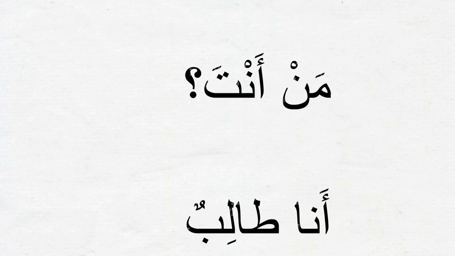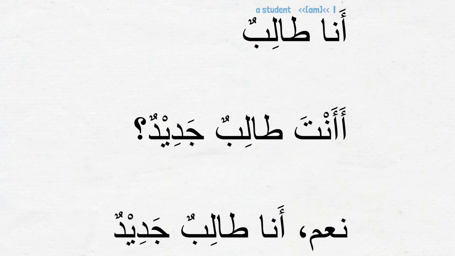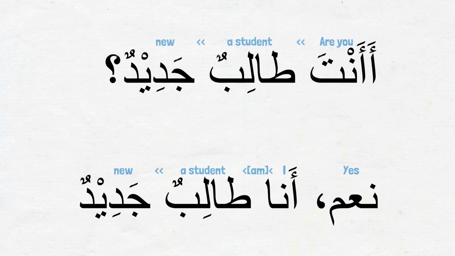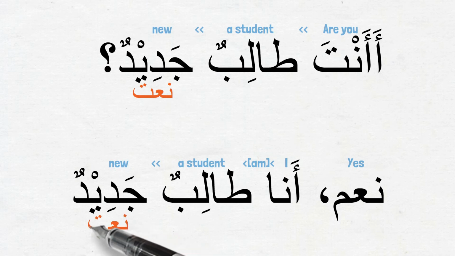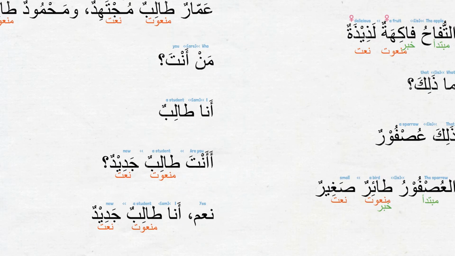Let's read the next few sentences. Man anta? Who are you? Ana talibun. I am a student. أأنت طالب جديد? Are you a new student? نعم أنا طالب جديد. Yes, I'm a new student. Can you find the nat in these sentences? جديد, right? جديد is coming as nat for طالب in the last two sentences. Very good. I think we're done with this text.